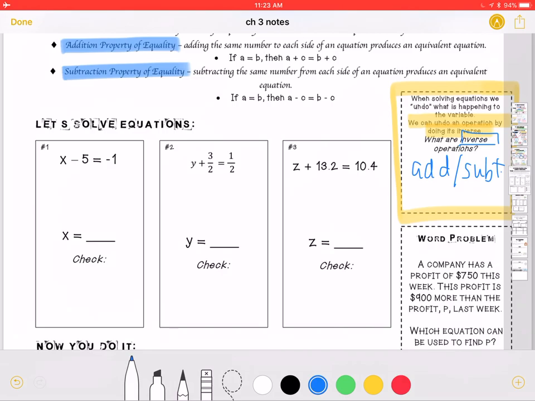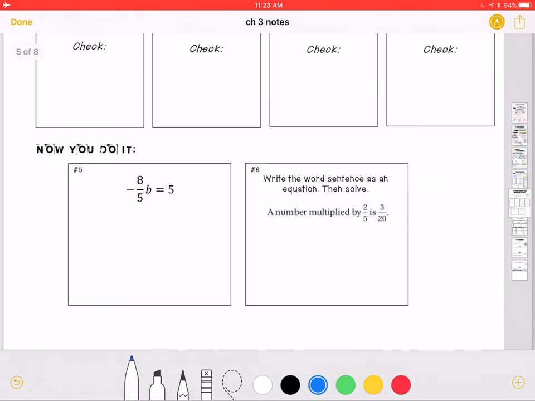But I want different operations now. If we were multiplying, what would be the inverse of multiplying? Hopefully you're thinking dividing. So multiplying and dividing are inverses as well, and that's good to know. So let's write those.